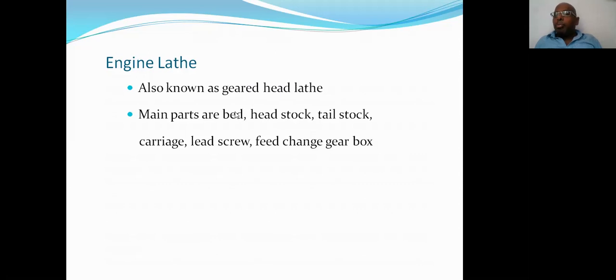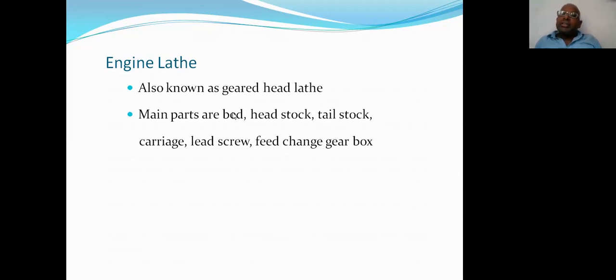The main parts are the bed, because all the components, headstock, tailstock, carriage, are placed over that bed. Simply put, the bed is similar to the legs of a human being. How the total weight of the human being is placed over the legs, in a similar way the total loads, that means headstock, tailstock, carriage, lead screw, feed change gearbox, are all mounted over the bed only. That's why it should be very rigid.